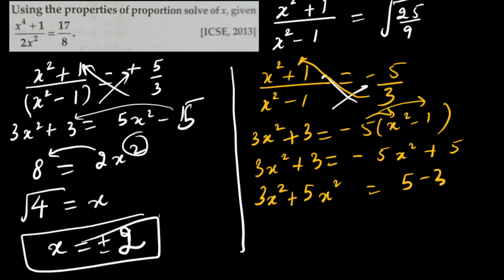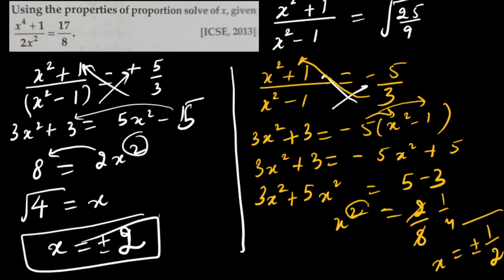So here it is minus 3. So this is 2 by 8, so 1 by 4. So the x value is equal to this square. If we shift to the other side, it is plus minus 1 by 2.